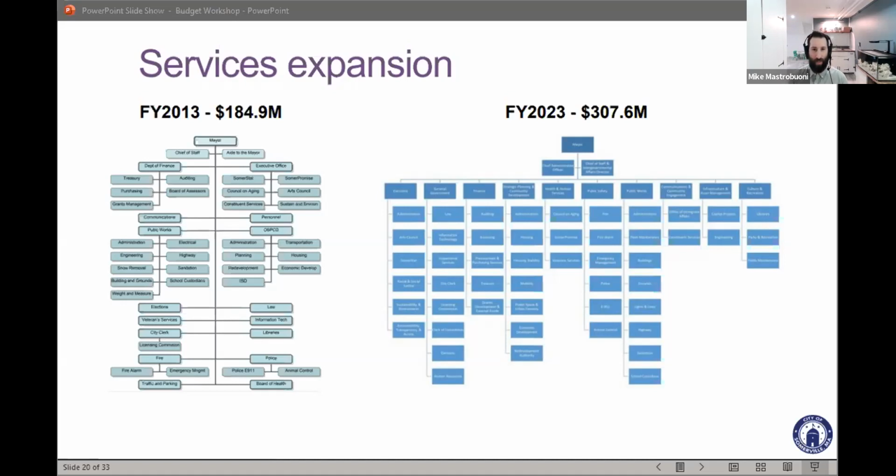So you've learned a little bit about the basics. You've learned about kind of the result of the budget. Megan's now going to take us through budget development and then how you can get involved in budgeting in Somerville.